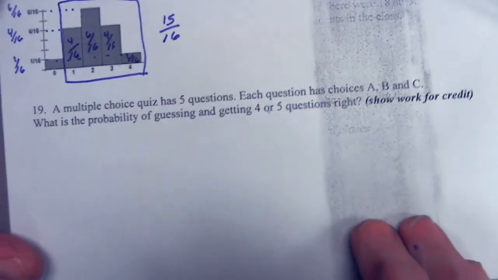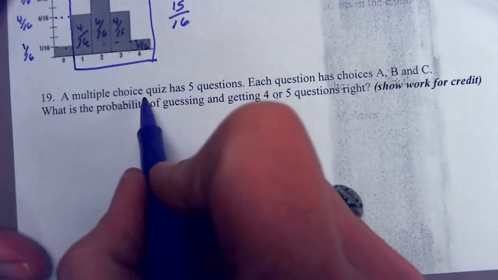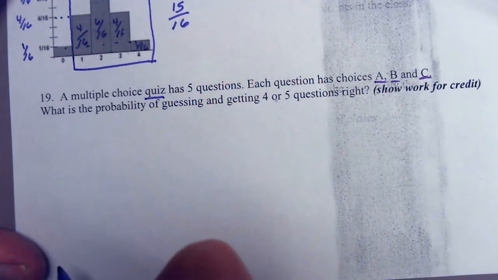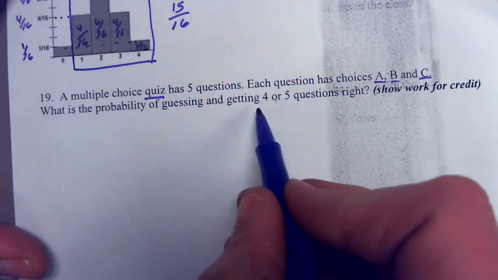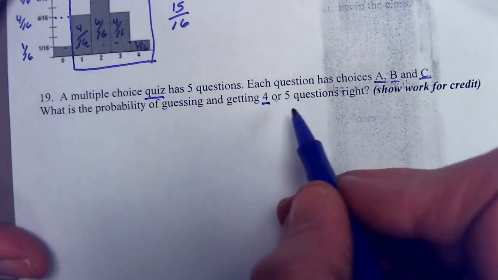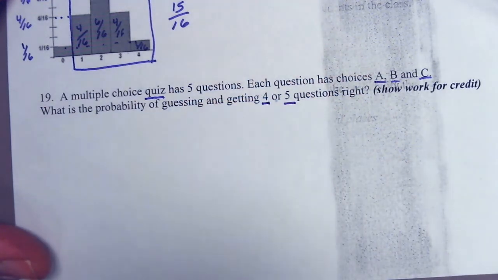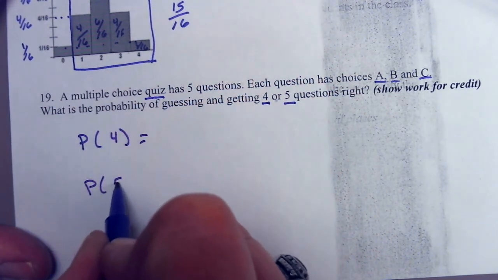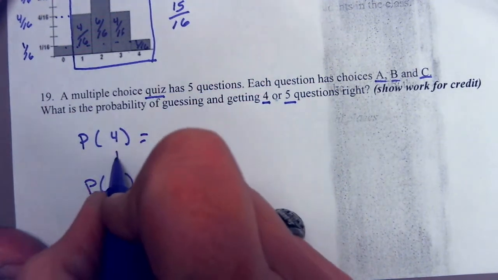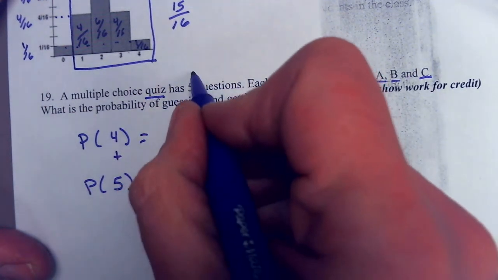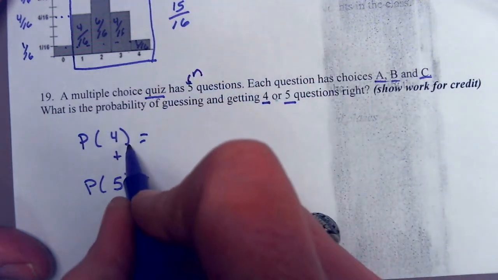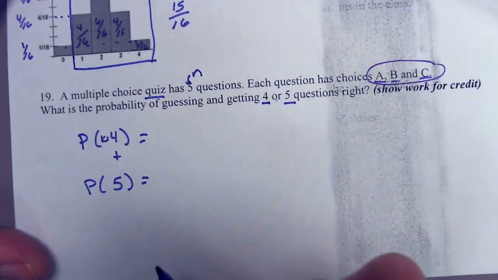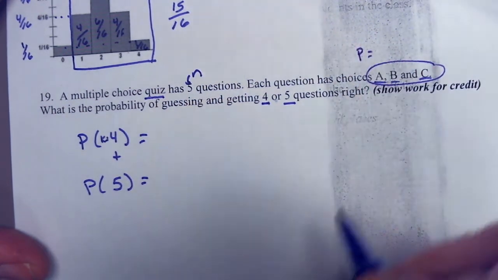Here we go. For number 19, a multiple choice quiz has 5 questions. Each question has a choice A, B, or C. Okay, so 3 options. What's the probability of completely guessing and getting 4 or 5 questions right? So we're going to do the probability of getting exactly 4 right and the probability of getting exactly 5 right, and then we'll just be adding those together. Okay, so 5 questions, so n is equal to 5. For the 4, k is equal to 4. And the probability of success, if there's 3 choices, is equal to 1/3.